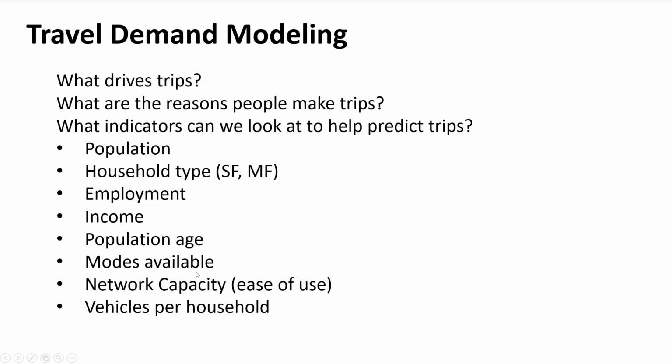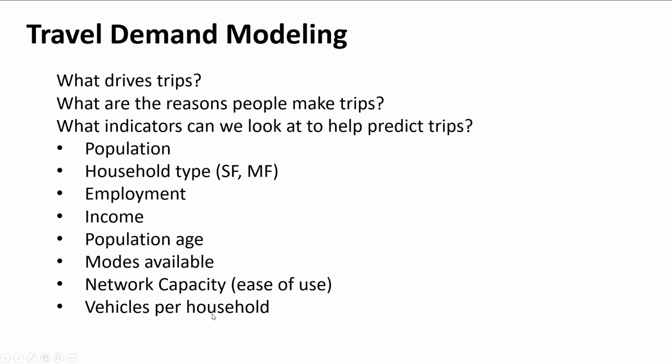What modes are available? We've already talked about that, right? You can only use a bus service if you have bus service nearby, right? And it's convenient. So, the mode available. Network capacity, that's the ease of use. And so how congested are the roads? Like, I literally would avoid driving if I didn't have to in LA because it is so congested there, back when I used to live there. Also, the number of vehicles per household.